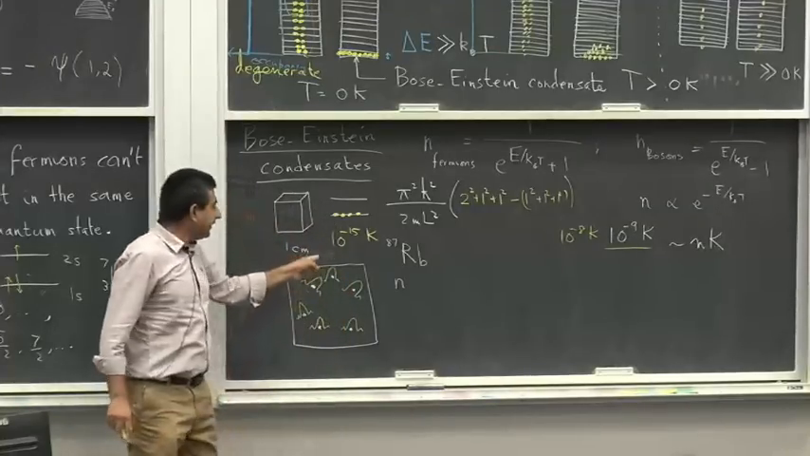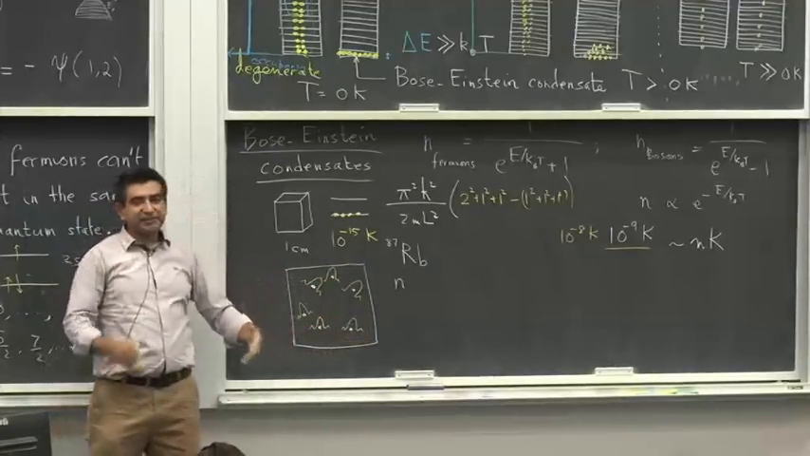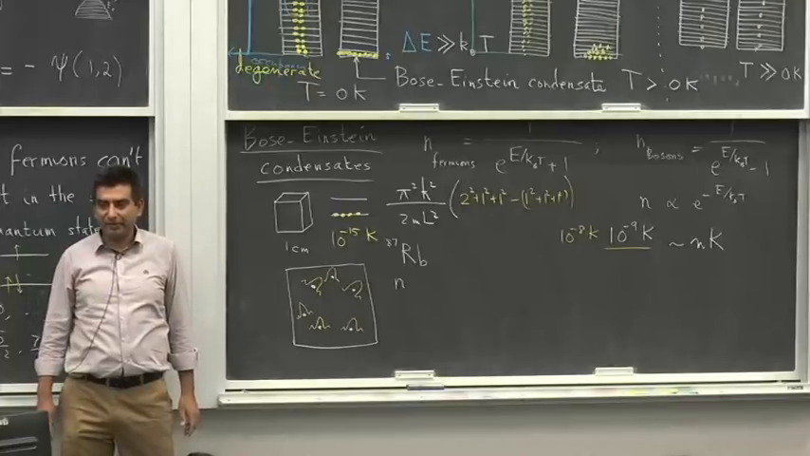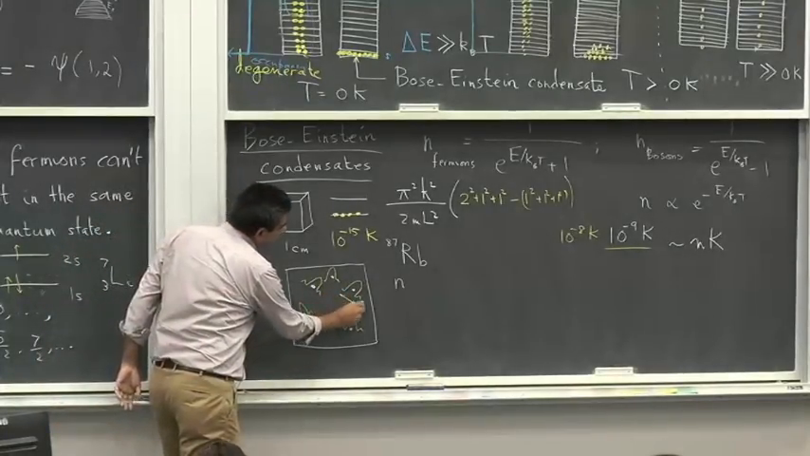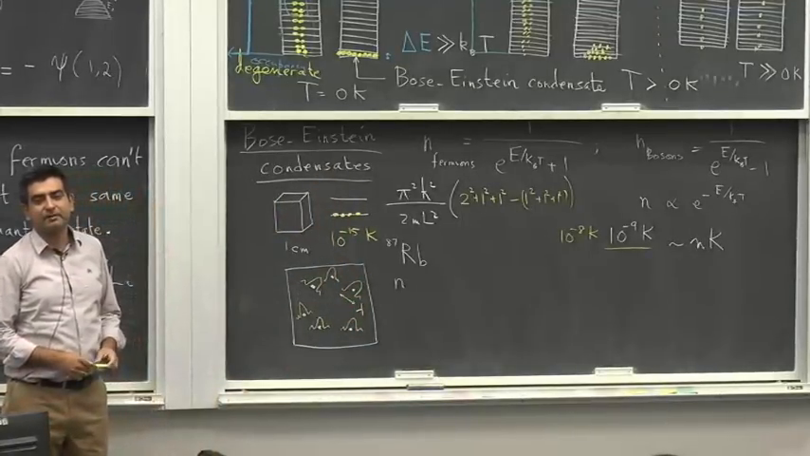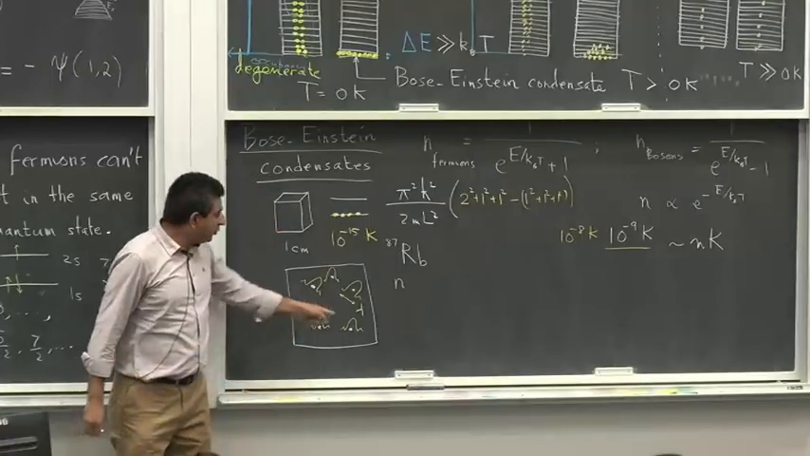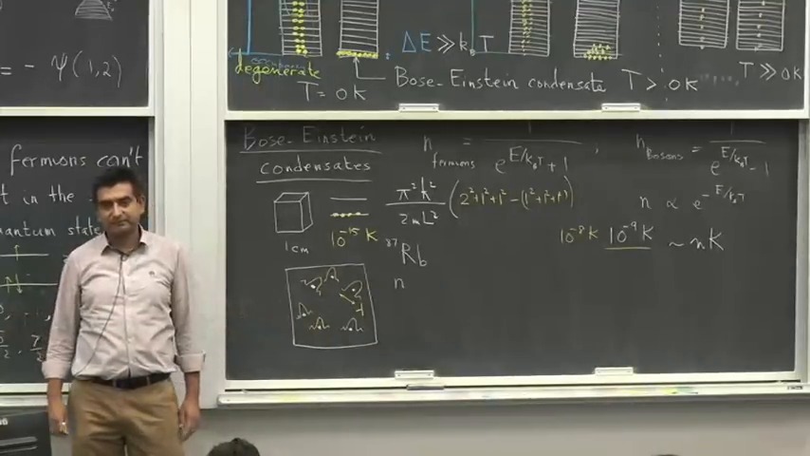Now, if this is a dilute gas, the wave packets will not interact with one another. Okay? Now, the size of this wave packet is given by lambda. What do we want? We know what this lambda is. It depends upon the temperature of the gas.